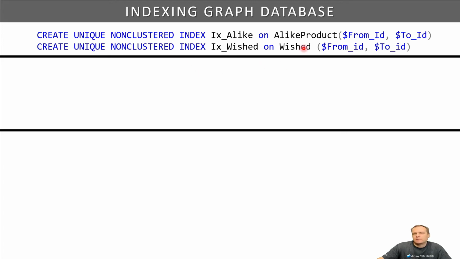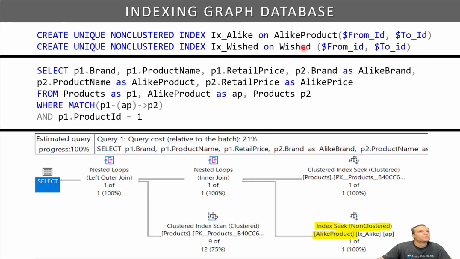Now, after I'm done with this, I can go and run the same query that I just showed you. And guess what? Now I don't have a table scan anymore, and I'm hitting an index seek, and everything will work much faster in this way.